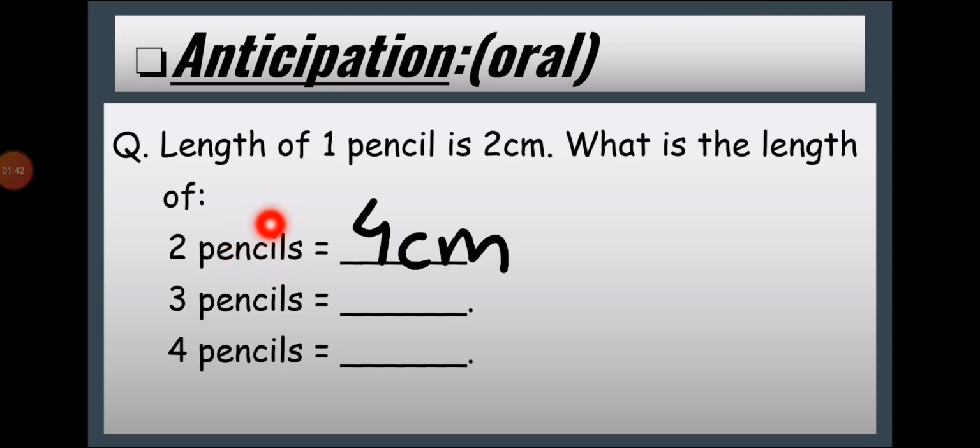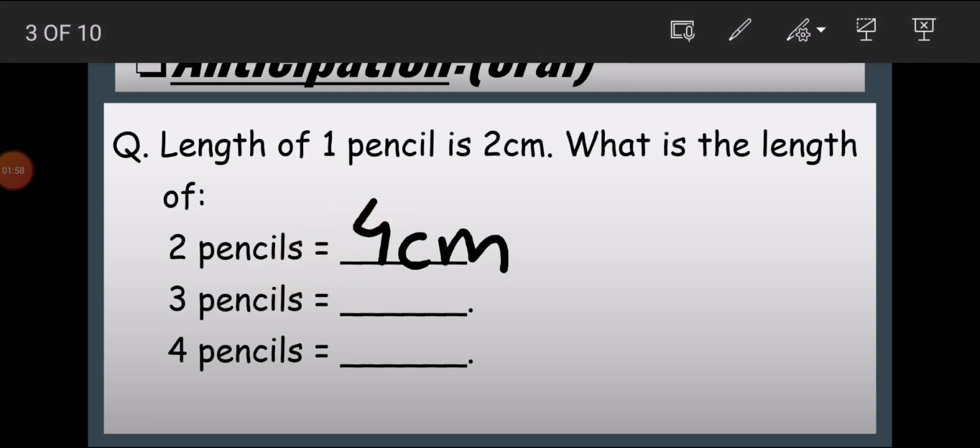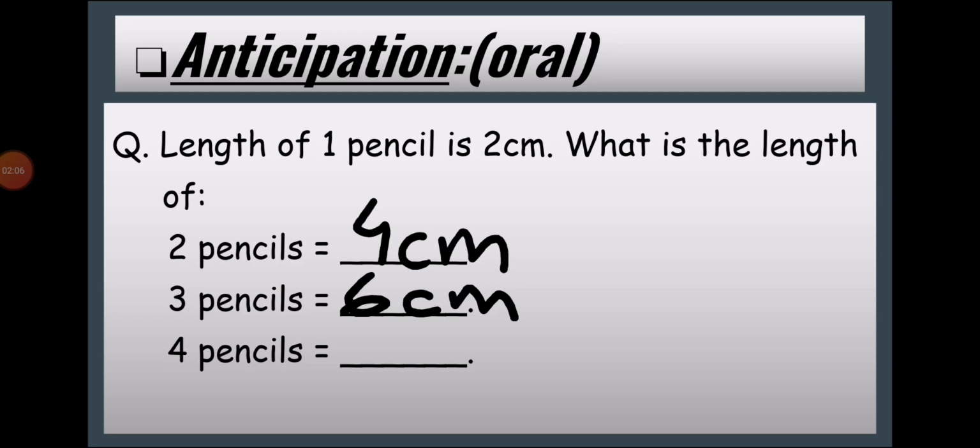Next, 3 pencils. Length of one pencil is 2 centimeters. So what is the length of 3 pencils? Again, we count in 2s because each pencil is of 2. 2, 2, 2. Or we can read the 2 times table. 2 one time 2, 2 two times 4, 2 three times 6. By reading the times table, our work will be easy. So I'm writing 6 centimeter here. The length of 3 pencils is 6 centimeter.